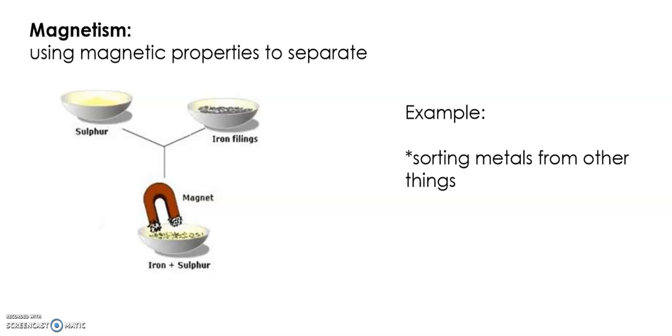So those are the four ways of separating mixtures that you will need to know.